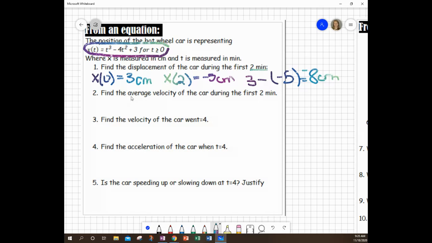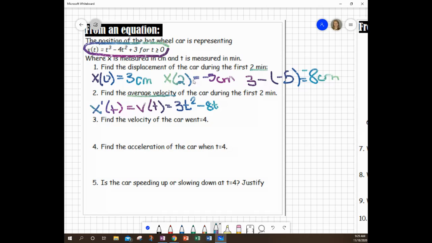Okay, find the average velocity. So guys, average velocity is going back to your average rate of change. The first thing I need to do is get my function for velocity. And remember, velocity is the first derivative. So I'm going to find the first derivative of the position function, which is going to give me my velocity function. When I take the derivative of this, I get 3t squared. The derivative of negative 4t squared is negative 8t, and the derivative of 3 is just 0. So this right here gives me my velocity function.